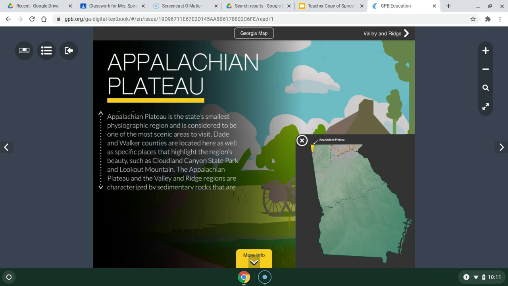The plateaus are absolutely beautiful, and it almost looks like a fog. You're so high up in that place. Also, Lookout Mountain is in that area. All right, that's also the picture on the front, Lookout Mountain. This area has a lot of sedimentary rock.